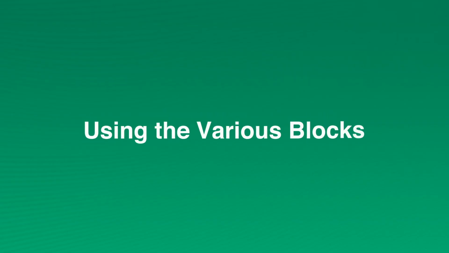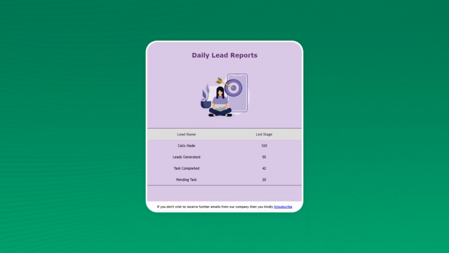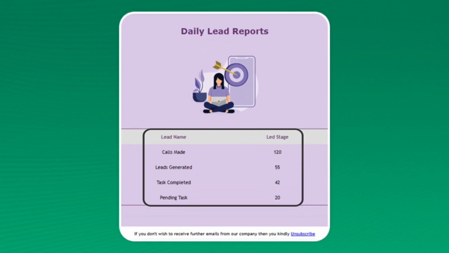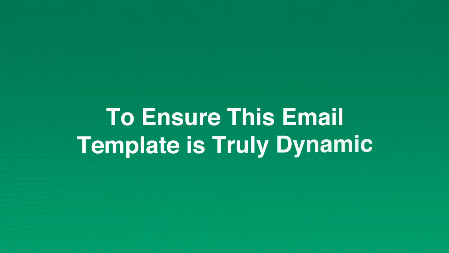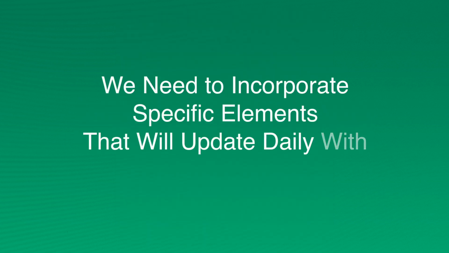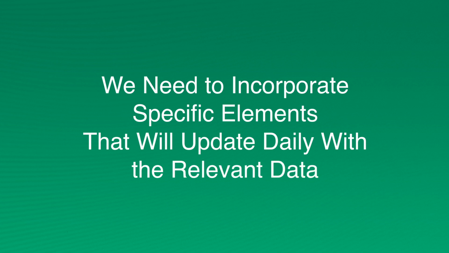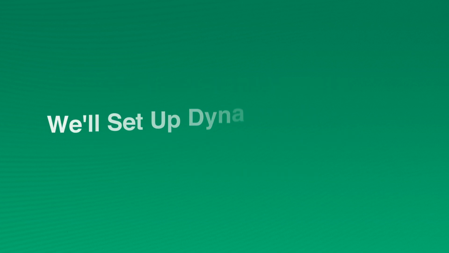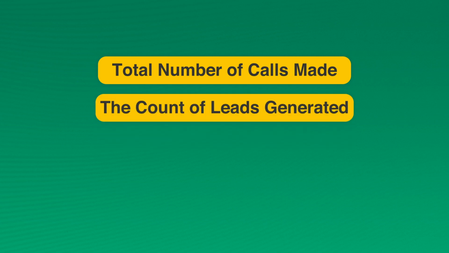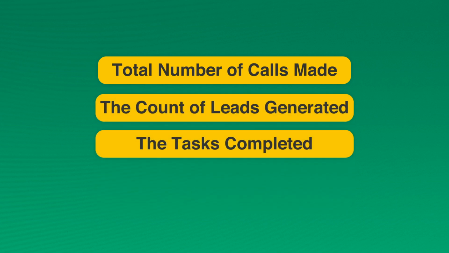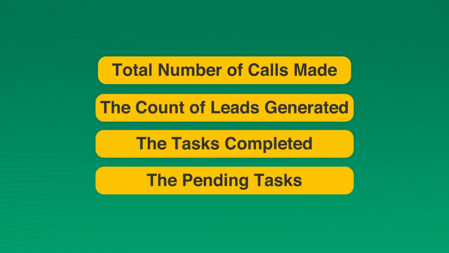Using the various blocks, I've created a dynamic daily activity email that captures essential data from our organization. To ensure this email template is truly dynamic, we need to incorporate specific elements that will update daily with the relevant data. For instance, we'll set up dynamic fields for the total number of calls made, the count of leads generated, the tasks completed, and the pending tasks.